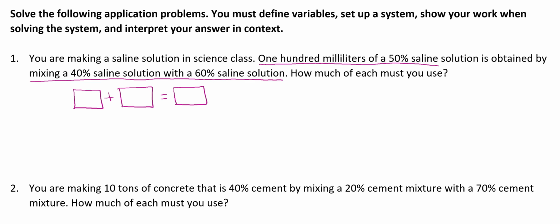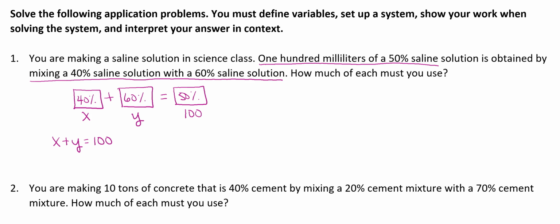So we're mixing a 40% solution with a 60% solution to obtain a 50% solution. And we know that we want 100 milliliters of that 50% solution. We don't know how much of the 40%. We don't know how much of the 60%. So now to set this up, we would have x plus y equals 100.